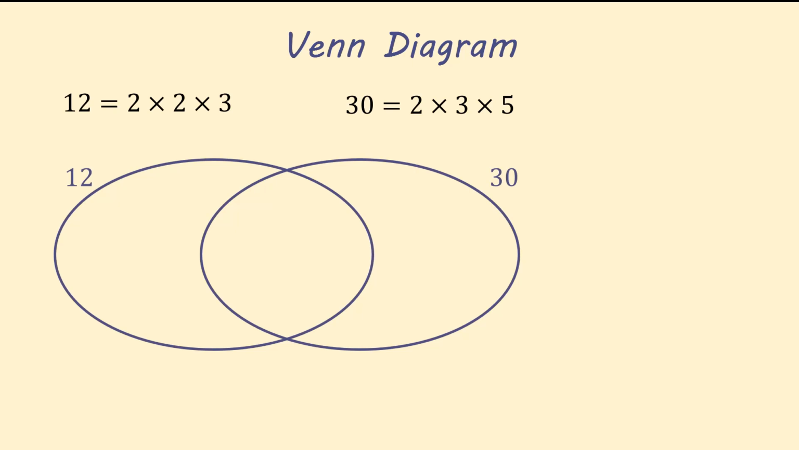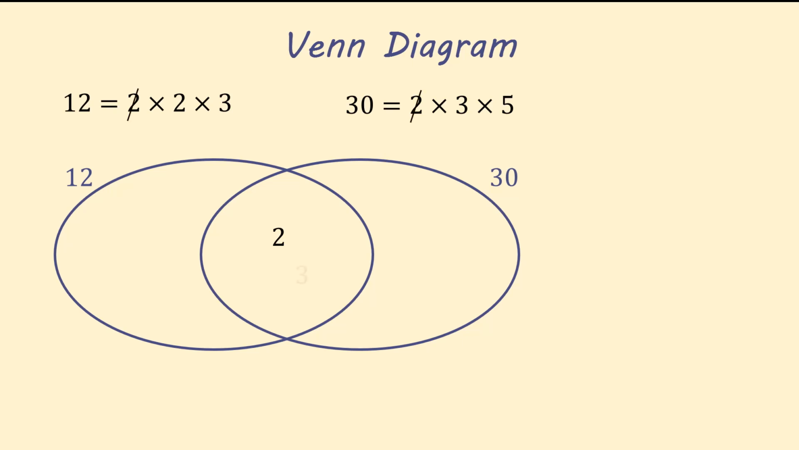Now that we've written 12 and 30 as the product of their prime factors, we can put the factors in a Venn diagram. A Venn diagram is just a useful way of sorting numbers into categories. There's a circle representing each number, 12 and 30, and the overlapping section, or the intersection, represents factors that are common to 12 and 30. Since 12 and 30 both have a common factor of 2, we can write 2 in the intersection. Notice we can cross these out to show we've taken these into account.